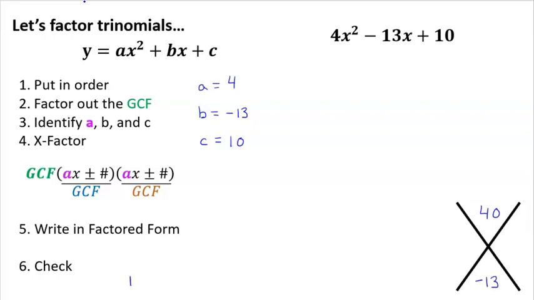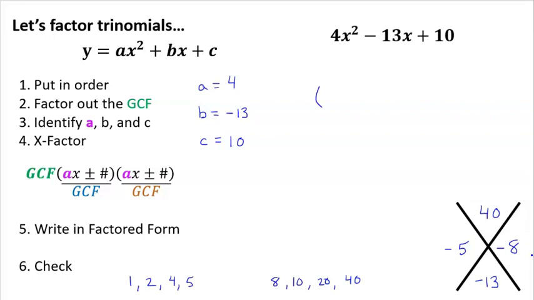I'm going to go ahead and start writing my factors of 40, 2 and 20. 3 doesn't go into 40, but 4 does. And I know 5 and 8 can give me a 13. So 5 and 8. And then to get a negative 13, negative 5 minus 8 gives me negative 13. Check the top. Negative 5 times negative 8 gives me a positive 40, so that's looking good.